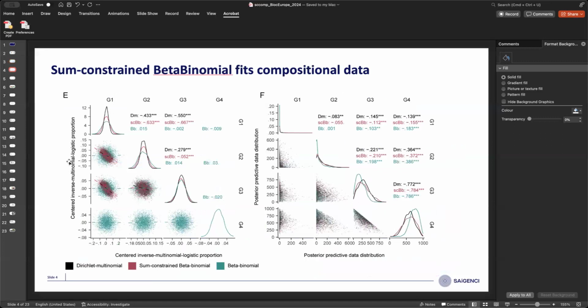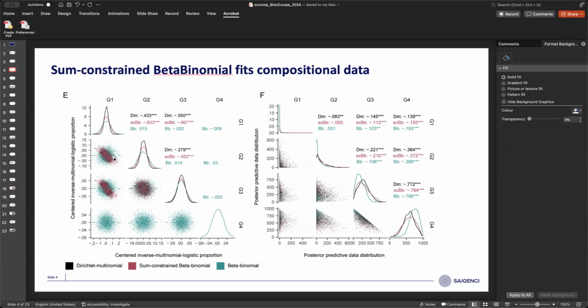One thing we show in the paper is that we generate data from a Dirichlet distribution, in this case with 4 components, and for understanding if the sum-constrained beta binomial can approximate a Dirichlet distribution, in contrast to a beta binomial, we fit these 3 distributions. So Dirichlet multinomial, of course, is the distribution we generate the data with, sum-constrained beta binomial and beta binomial. So the Dirichlet is in black, our distribution is in red, and the independent beta binomials are in blue.